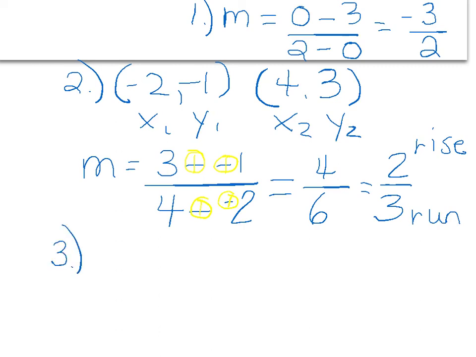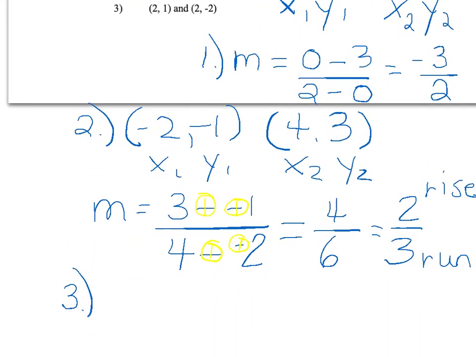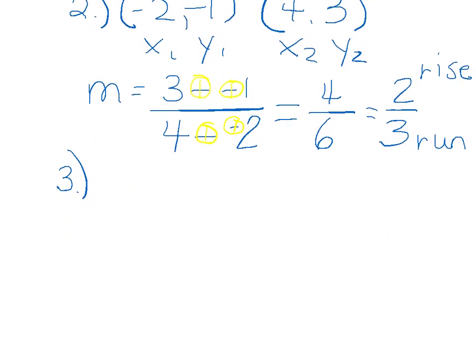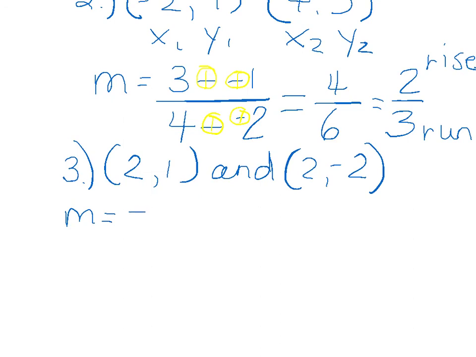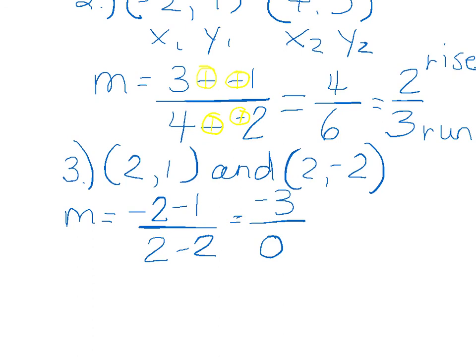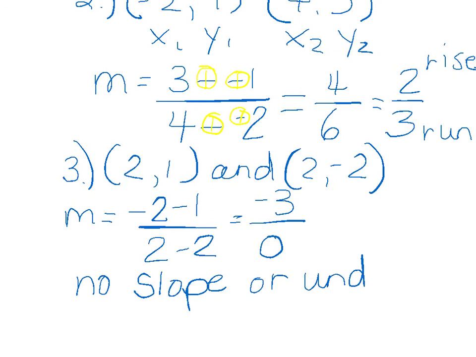In the third example, go back, we have the ordered pairs 2, 1, and 2, negative 2. So we have m equals a negative 2 minus 1 over 2 minus 2, which gives us a 0 on the bottom. And like I said before, we can't have a 0 in the denominator because that means the fraction is undefined. So the slope for this one is no slope or undefined. And that means that we have a vertical line if we were to graph these 2 points.